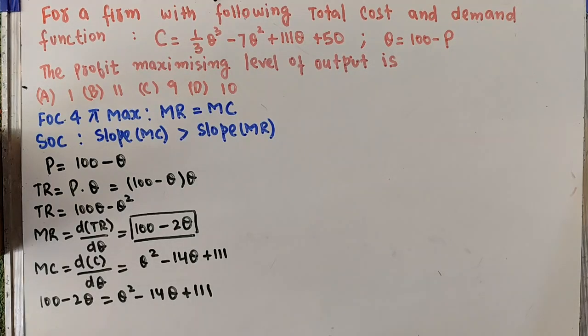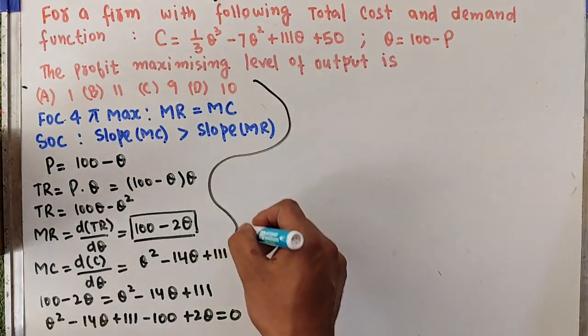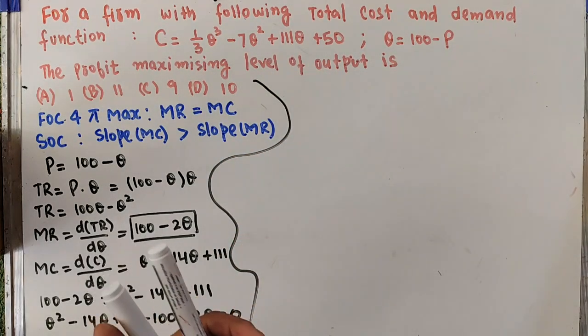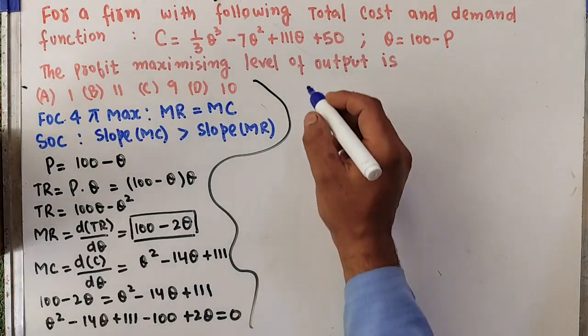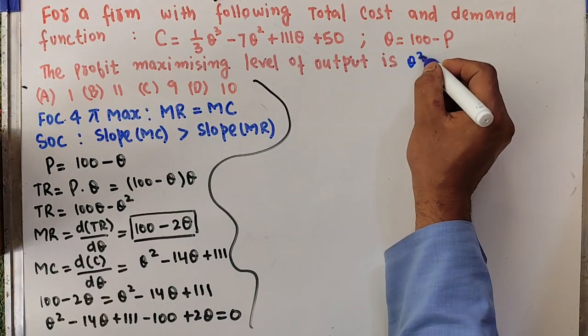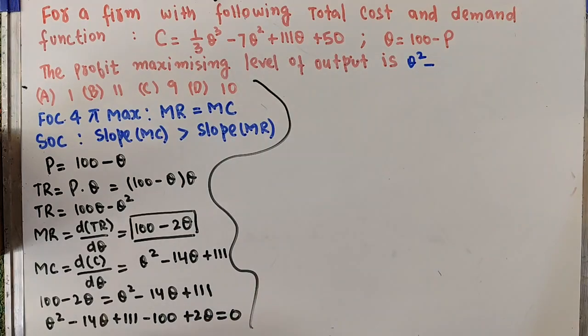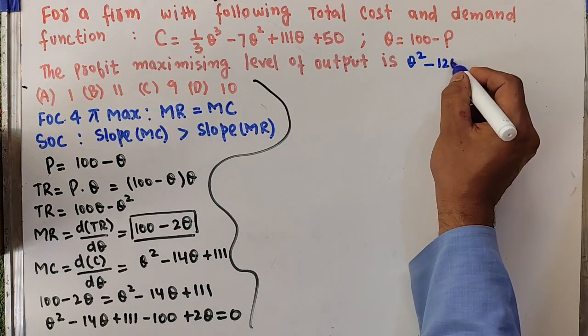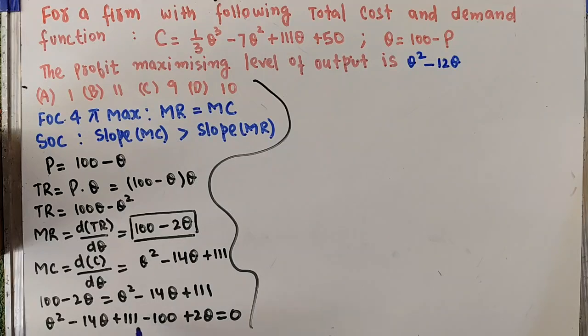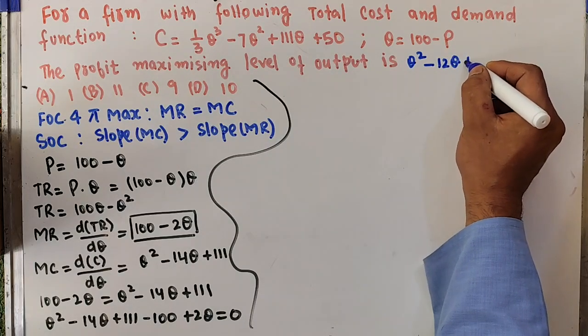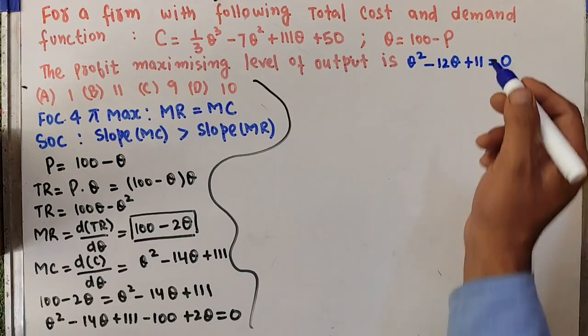Okay, now let us solve this for Q, transposing these terms here. So we will get Q square minus 14Q plus 111, minus 100, then plus 2Q, and we set it equal to 0. So let us solve further. We have Q square, then minus 14Q plus 2Q is minus 12Q, then 111 minus 100 is plus 11, and we set it equal to 0. This is our quadratic function.